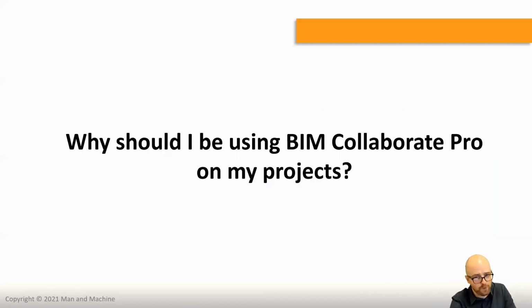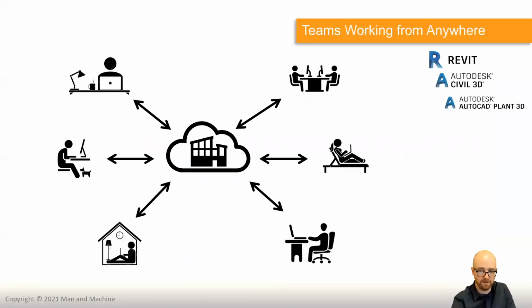So just a few points, maybe 3 points, to discuss why Collaborate Pro is going to be useful on your projects. Probably the main one I would say at the moment is to do with where people are working. Collaborate Pro is going to allow you to work from anywhere. If you've got Wi-Fi, you're going to be able to download that model, work on it, and then upload your changes to the cloud from anywhere.